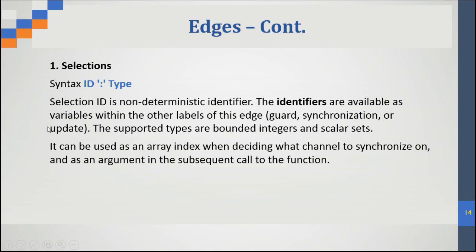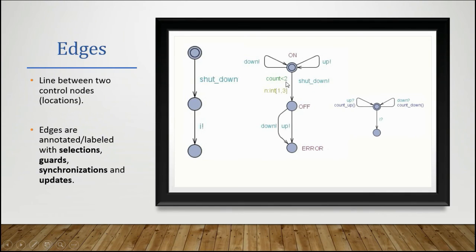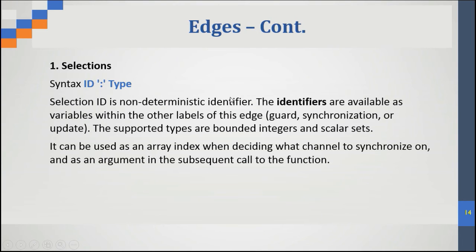As I mentioned, first is the selection. The selection is defined this way: the ID, then a colon, and then the type that we want to use, for example integer, and then between two brackets we can limit the identifier. For example, if we identify it like this, n takes a value from 1 to 3. Or if we just write n, it takes the limits of the integer variable, the range of the integers.